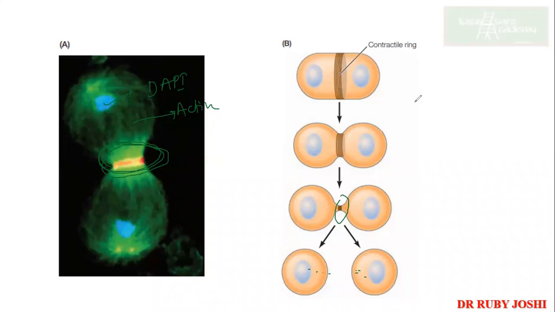Now when I am saying the contractile ring is getting shortened, what exactly is happening? Yes, anyone? Akshay, would you like to try?